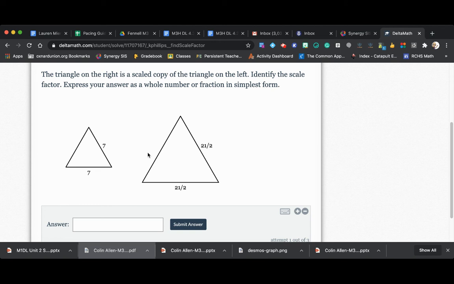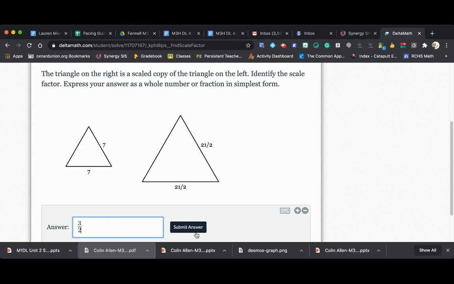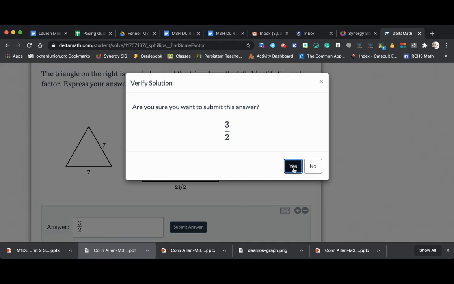And then we would ask ourselves, all right, what can 21 and 14 both be divided by? 21 and 14 are both divisible by 7, and we would get 3 over 2. So if we multiply 7 by 3 over 2, we should get to 21 over 2, which you can check that we will. So 3 over 2 would get us to 21 over 2.